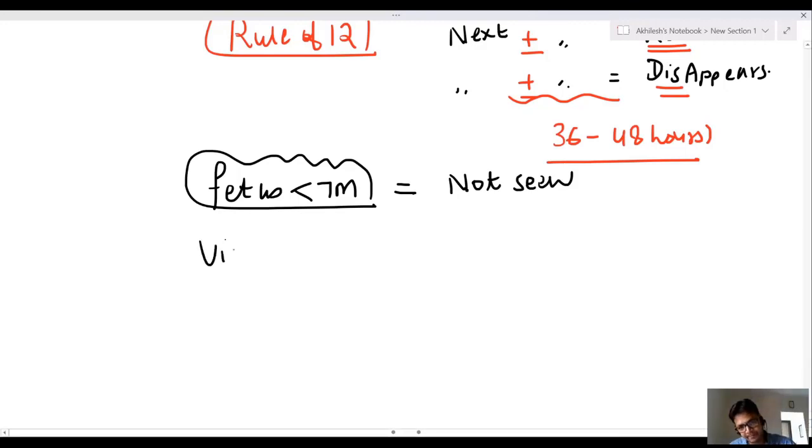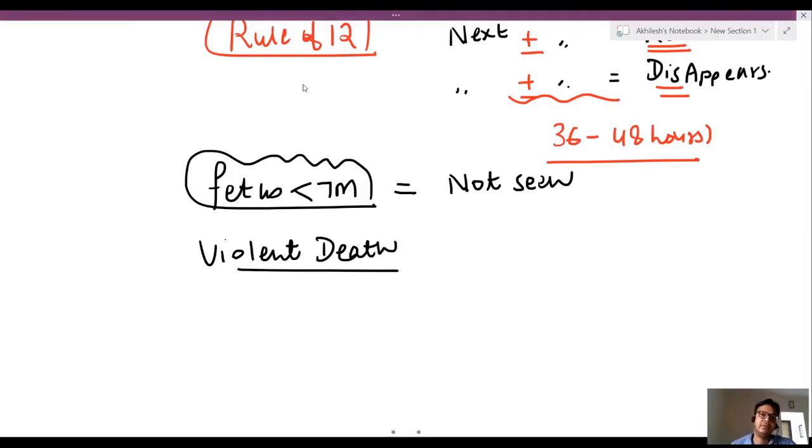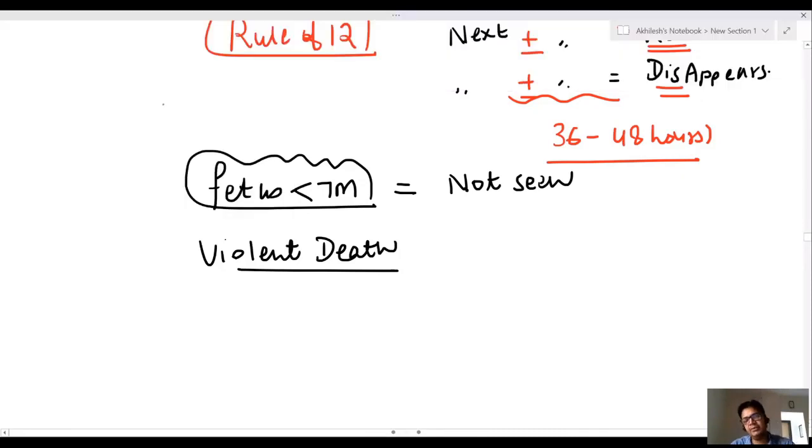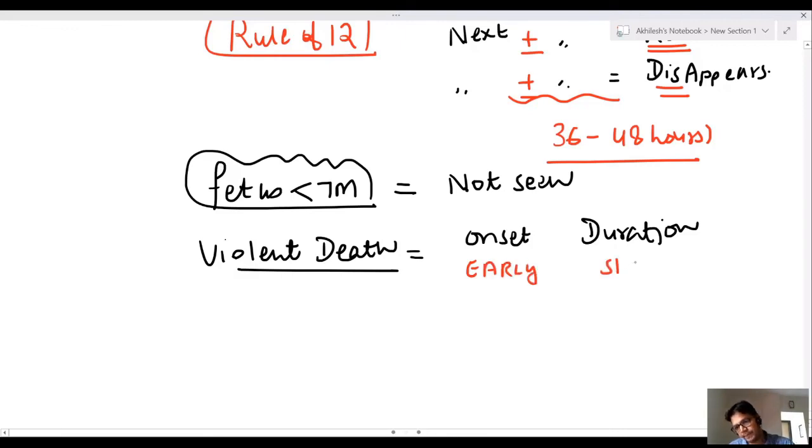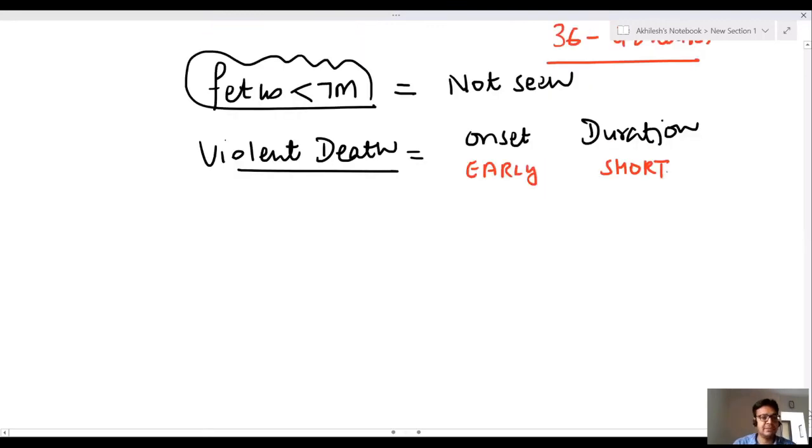In violent death, like drowning or firearm injury, where the muscles are already in action, onset and duration are different. In violent death, it comes early and duration is short. Similarly in children or in wasting disease, where muscle mass is very thin, it comes early and duration is short.